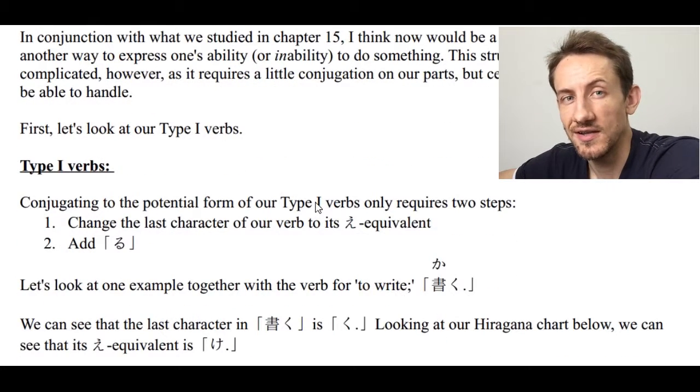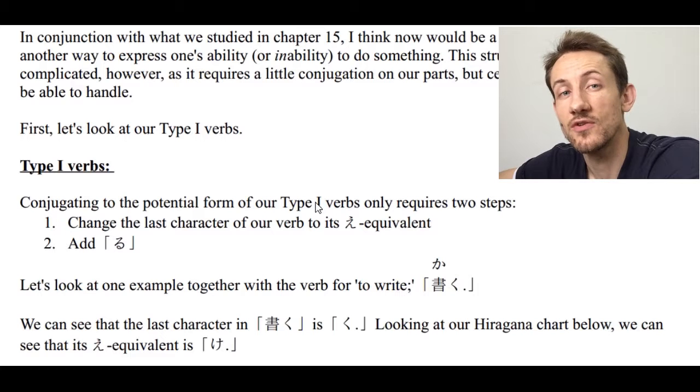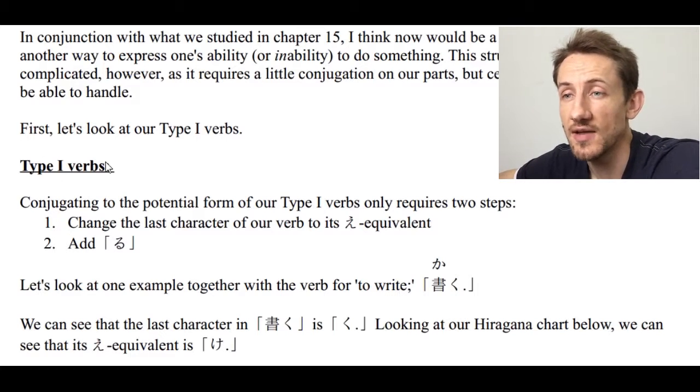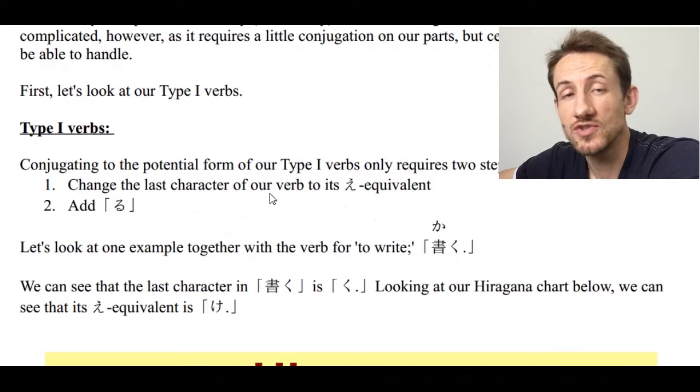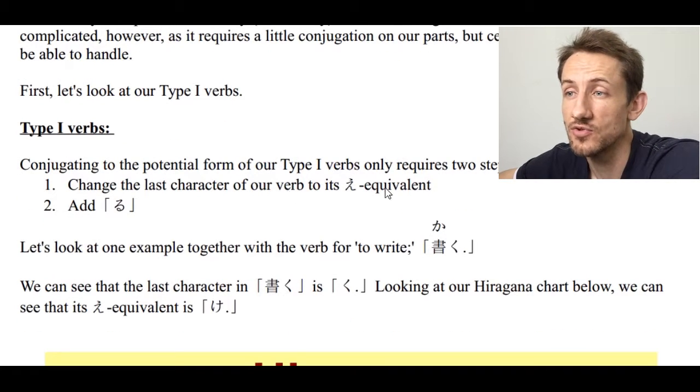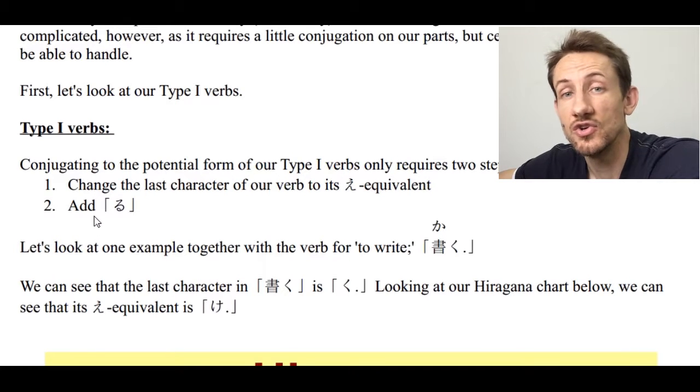How we conjugate our verbs depends on whether it's type 1, type 2, or type 3. First we're going to look at our type 1 verbs. Conjugating a type 1 verb to the potential form just requires 2 steps. We change the last character of our verb to the e equivalent, and all we do is add ru.